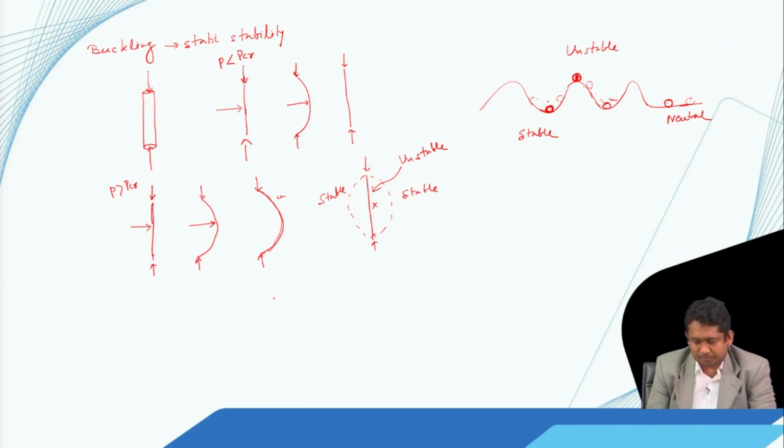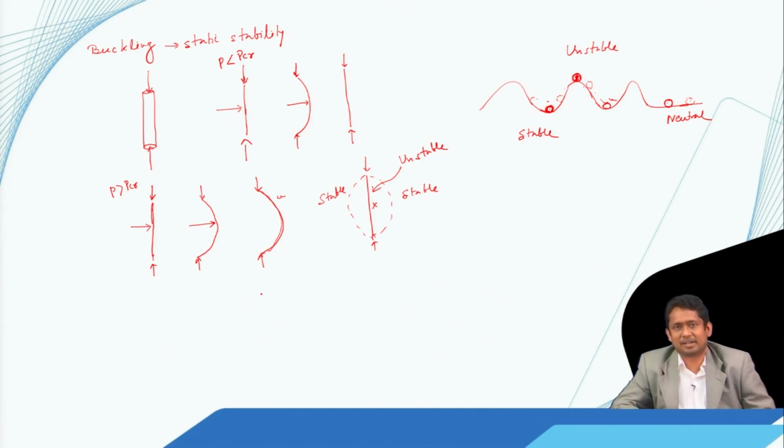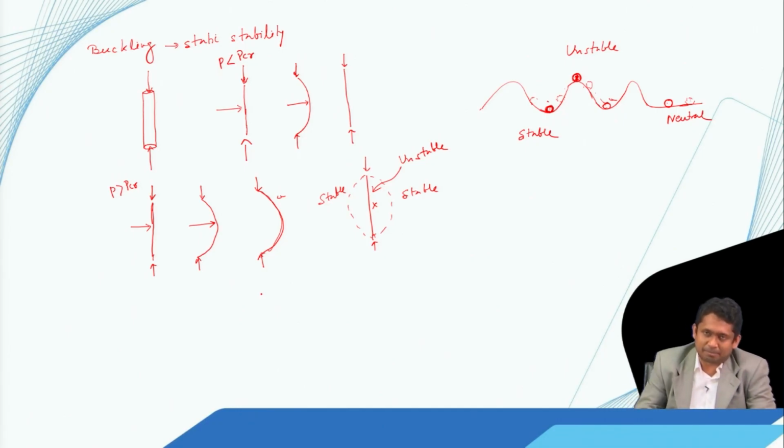Now generally, we formulate this problem mathematically as an eigenvalue problem. So the eigenvalues are the different critical loads, and the eigenfunctions or eigenvectors that we get signify the buckle shape. We call it the mode shape for buckling.